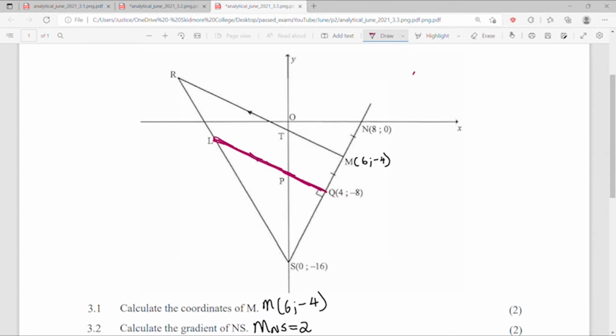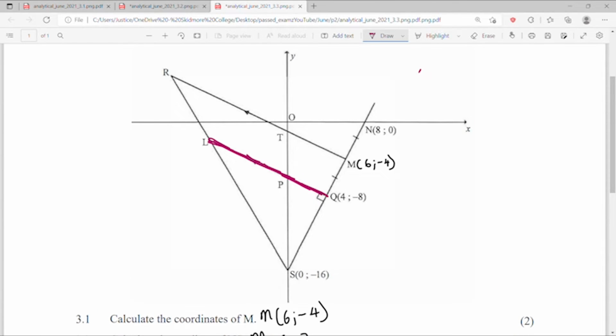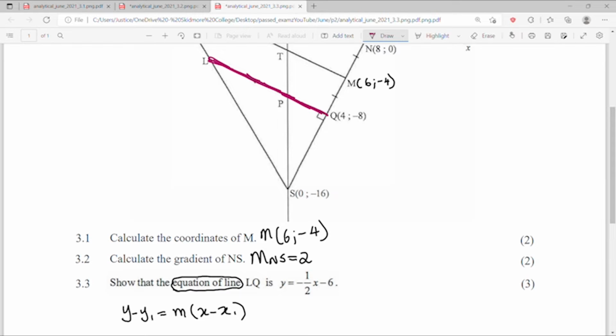That's your LQ. This is even better because they just asked you to confirm that it is y equals minus half x minus 6. So what you're going to do is just find the equation of that line and compare, and see if it's the one they asked you to prove.